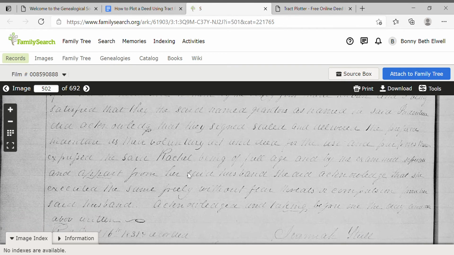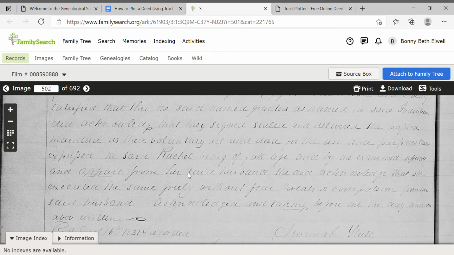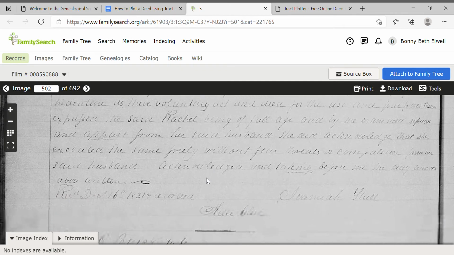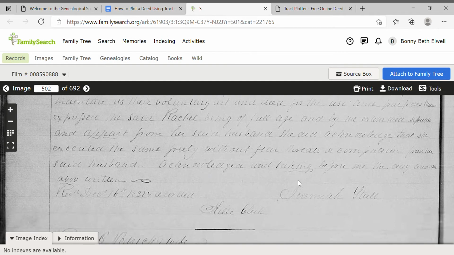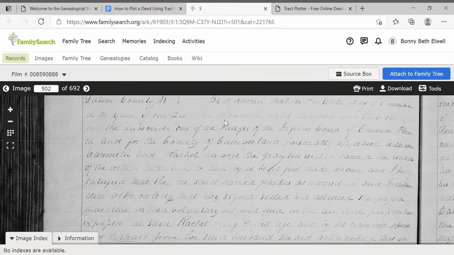And they also interview the wife without her husband being in the same room to ask her whether she was coerced to sign the deed or whether she did it willingly. That was standard procedure. And then finally, it's recorded by the clerk and it is officially complete.